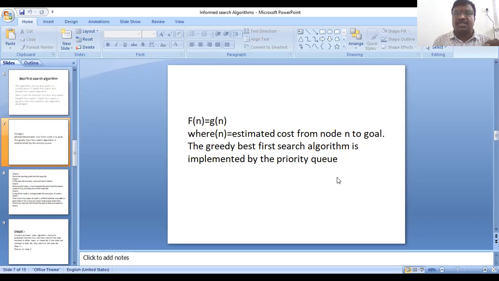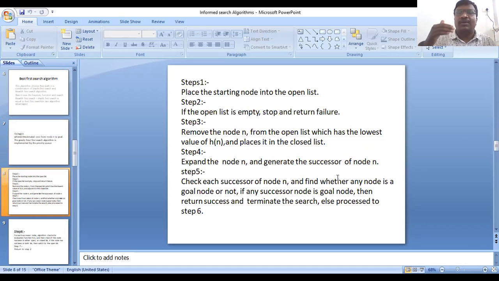Here the greedy best first search algorithm is implemented by priority queues. That is the main important point of this algorithm. And next one, what are the steps of the best first search?